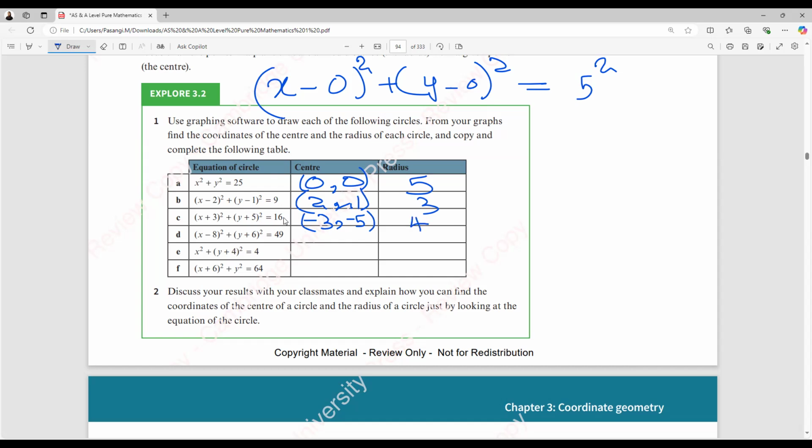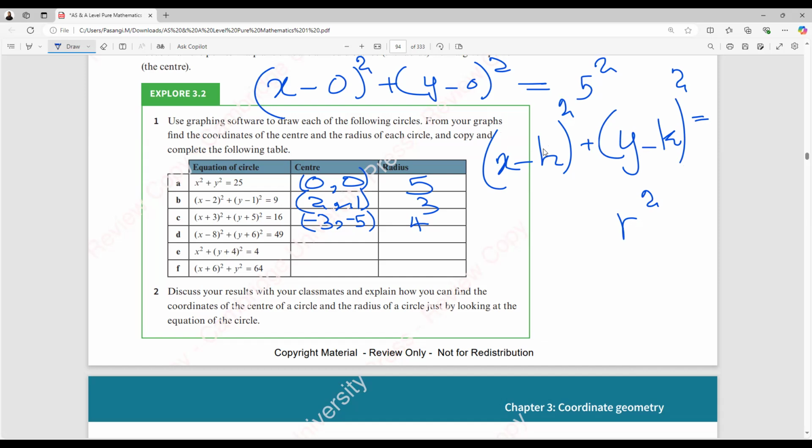So how do we write the general formula? x minus h squared plus y minus k squared equals r squared. That's what we call the center and the radius. That's what we call the equation of a circle.